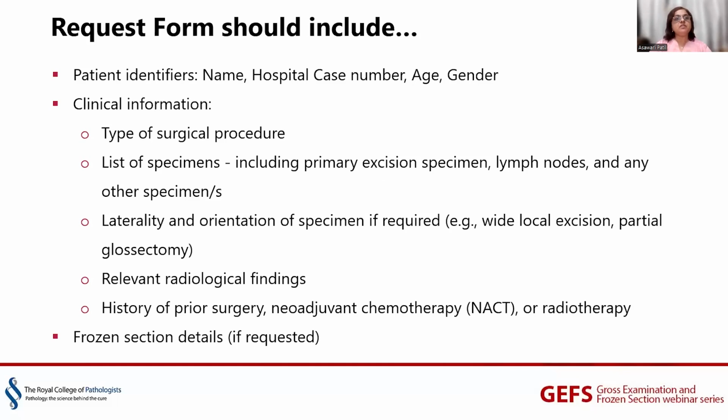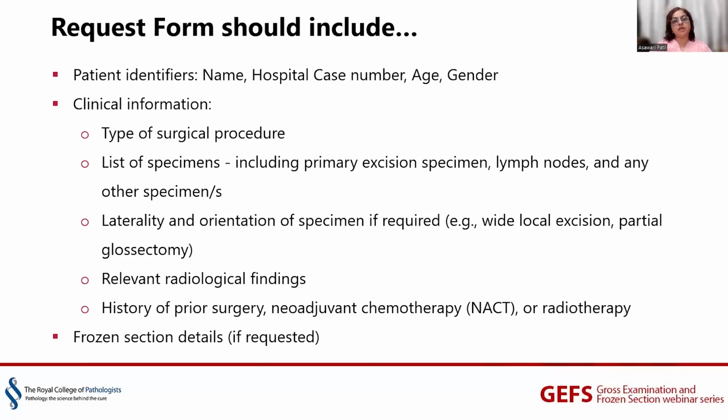So first and foremost important thing is the request form. What should it include? It should include all patient identifiers: name of the patient, hospital case number, age, gender of the patient, also our pathology accession number, and clinical information should include the type of surgical procedure. The request form should have a list of all specimens separately sent, because most of the times when you get a radical surgery specimen, it is not a single specimen.